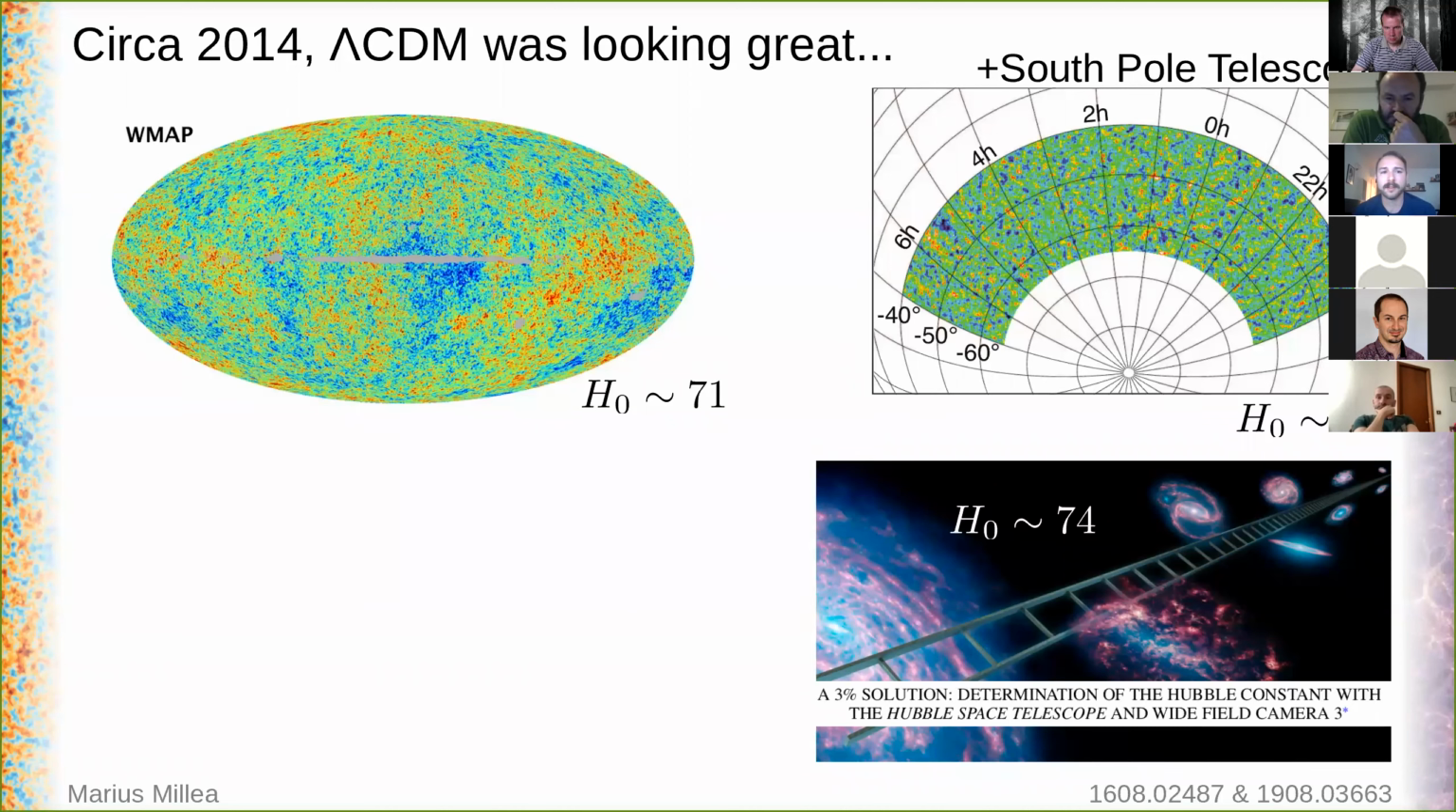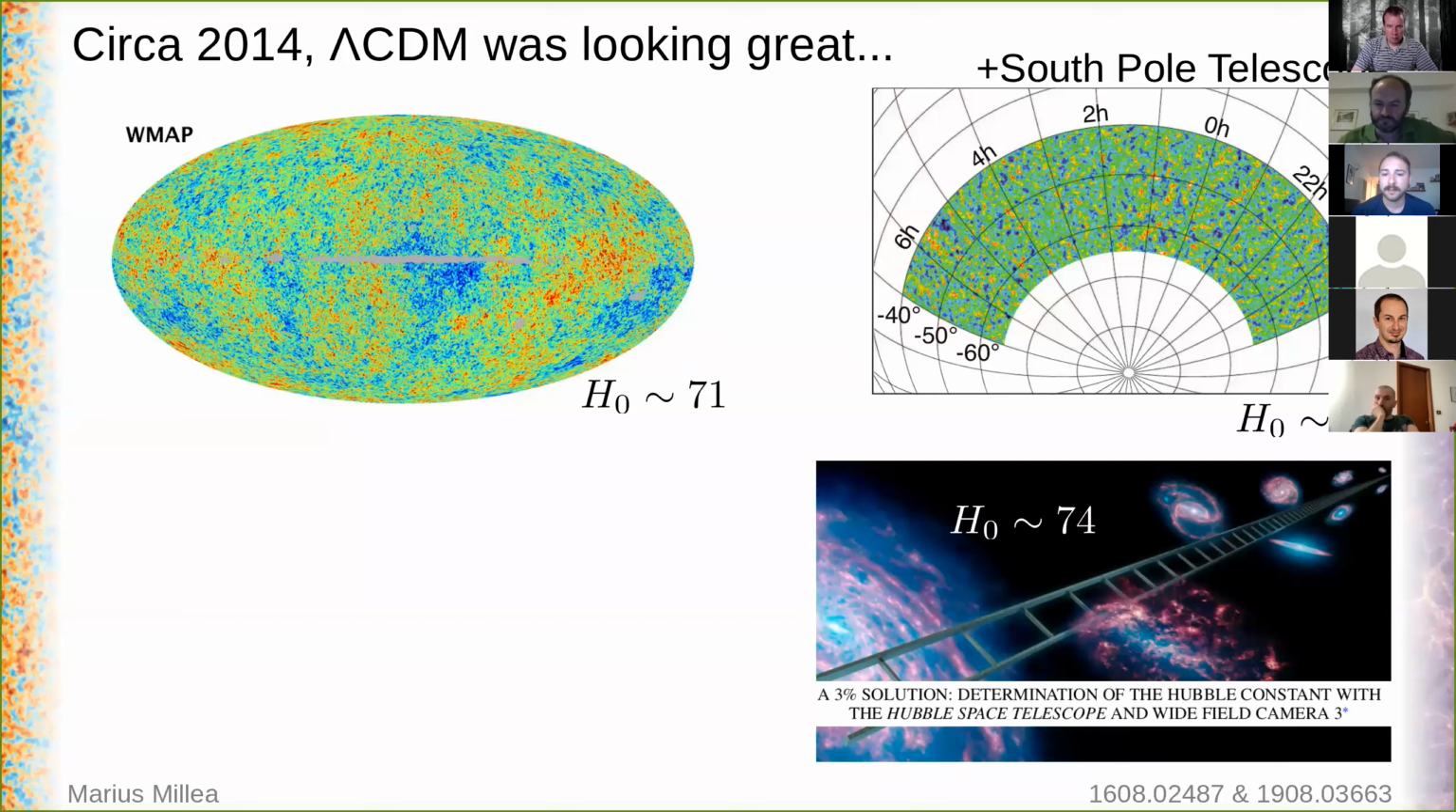But basically, circa 2014, you did this, and lambda CDM was looking pretty good. You had the results from the WMAP satellite, which measured the temperature and the polarization across the full sky. You were getting H naught of about 71. There were results from the South Pole Telescope on a smaller patch of the sky, but to much better angular resolution. And those were coming in at about 74.